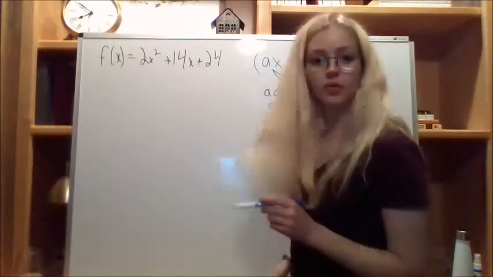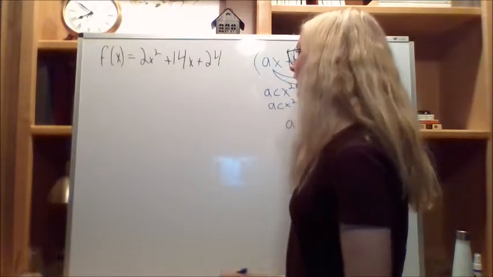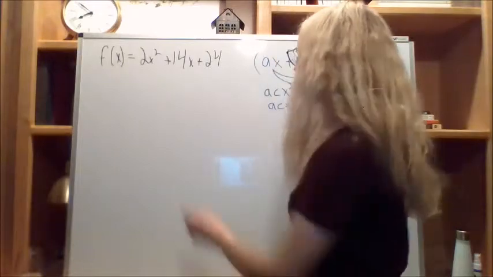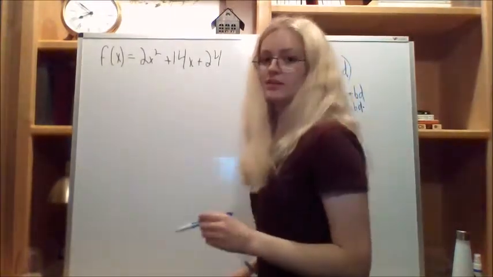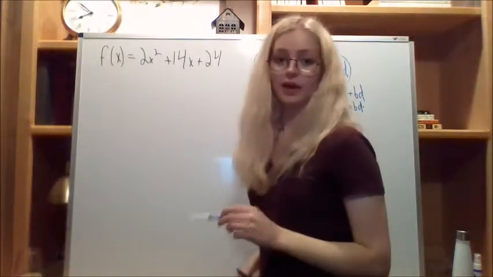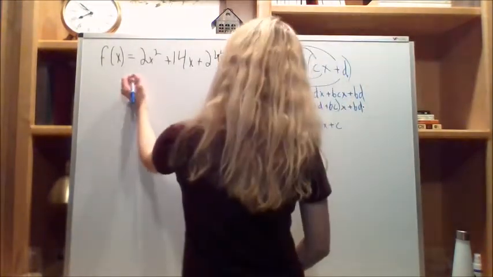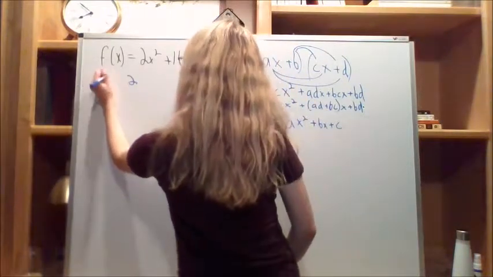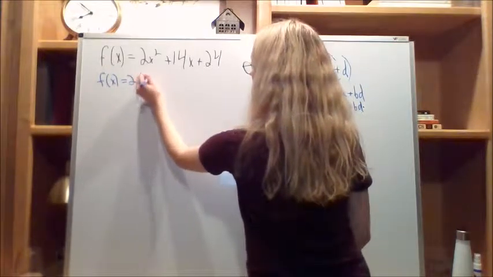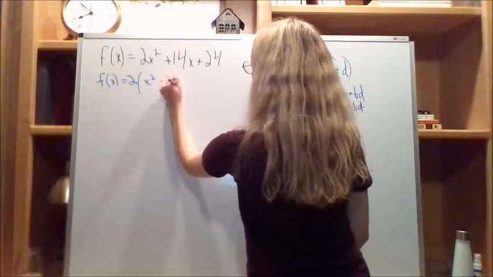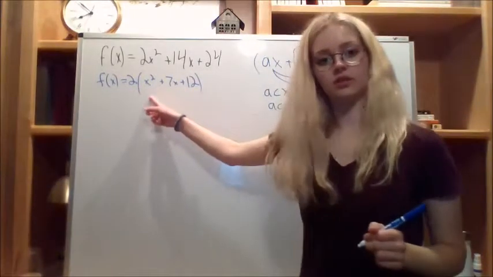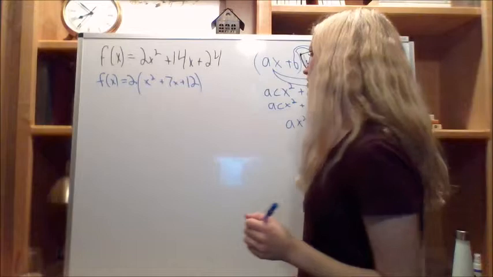And so before we begin factoring, we have to consider, can we factor out any constant out of this? Yes, because we have 2, 14, and 24, which are all divisible by 2. So f of x equals 2 times the quantity x squared plus 7x plus 12. Now we have a simpler expression to factor.